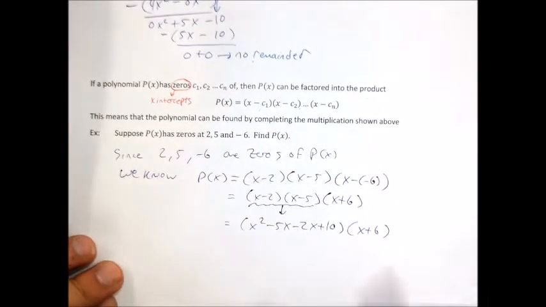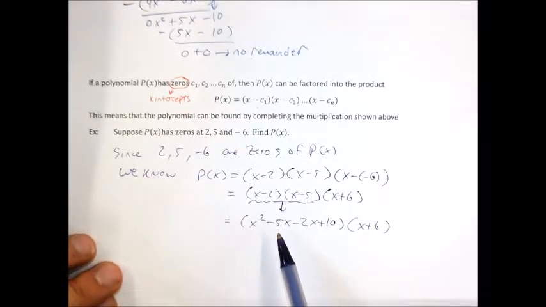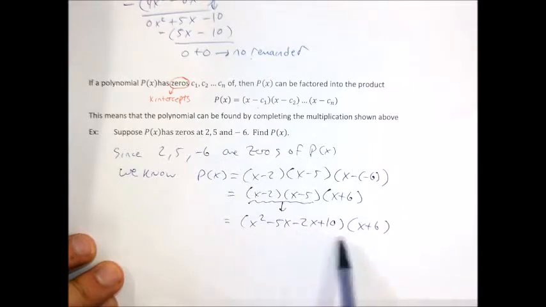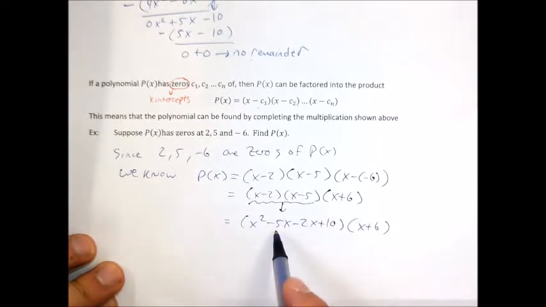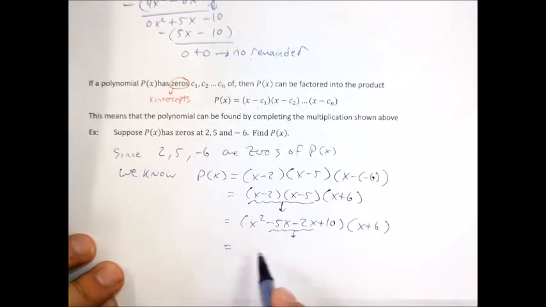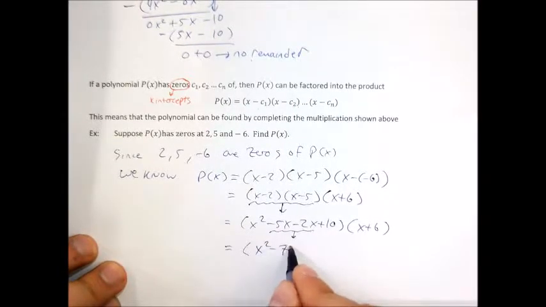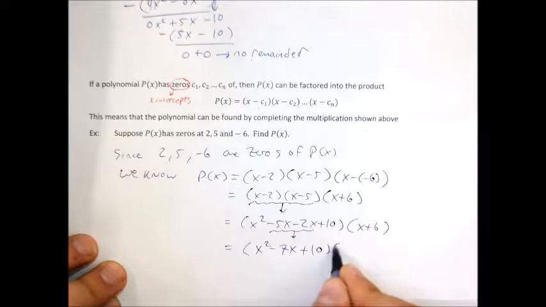Yeah, it's a really good idea to combine these like terms. There's nothing stopping you from FOILing this out, but if you do it like this, you're going to end up with 8 terms, right? Because there's 4 in one times 2 in the other. But if I combine the minus 5x and the minus 2x first, then you only have 3 times 2, which is 6, right? So it makes it easier. So we'll have x squared minus 7x plus 10.